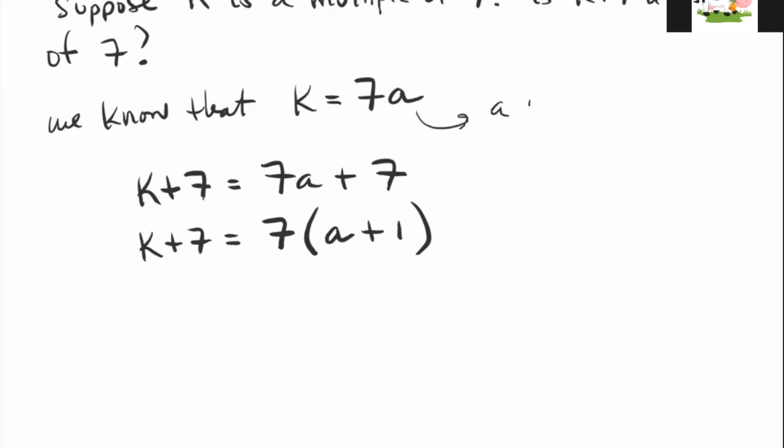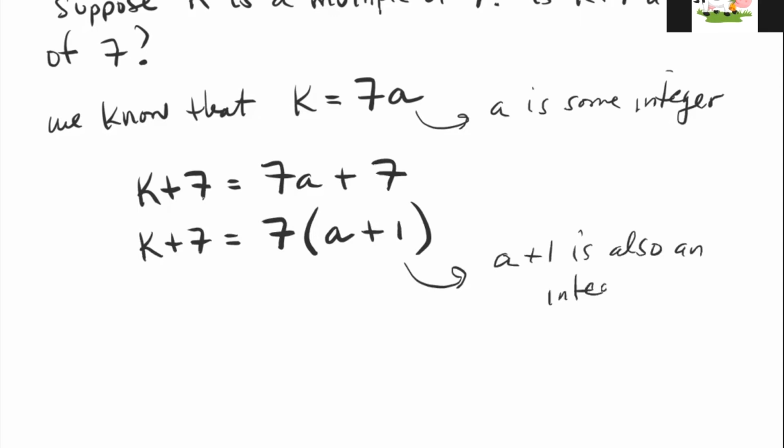And we know that A is an integer. I should write that here. A is some integer. So A plus 1 is also an integer. Therefore, K plus 7 will always be a multiple of 7. That's the way they would show that algebraically. You may not be used to seeing things like this in terms of variables, but this is what algebra is all about, showing things in general. If we can write things in terms of variables, then we know they're true for all numbers.